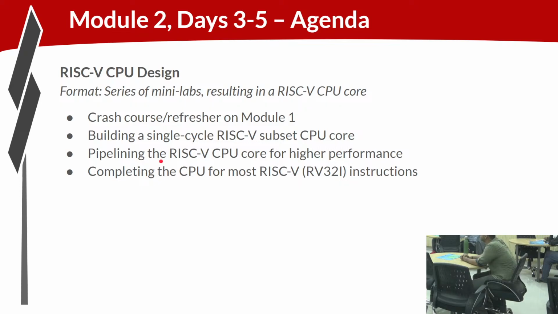So you're going to start by building a single cycle RISC-V core, a simple core. That'll be a subset of the full RISC-V spec. And then we'll look at improving the performance of that core, getting closer to the nature of core that you might see in the real world in industry with pipelining. And then just completing the CPU. So at this point, the structure of the CPU is in place. We're just adding the detailed definitions of all the instructions in the microarchitecture.